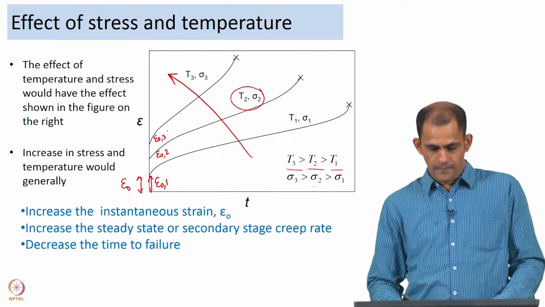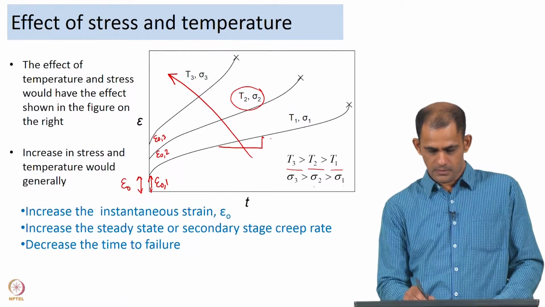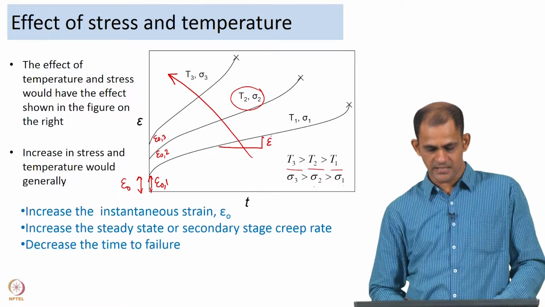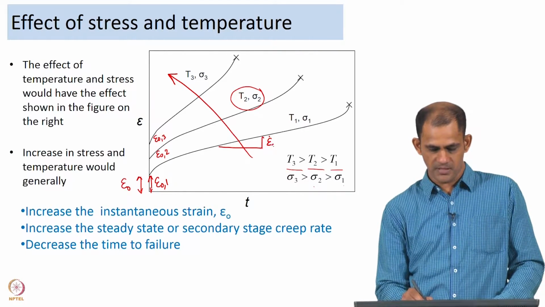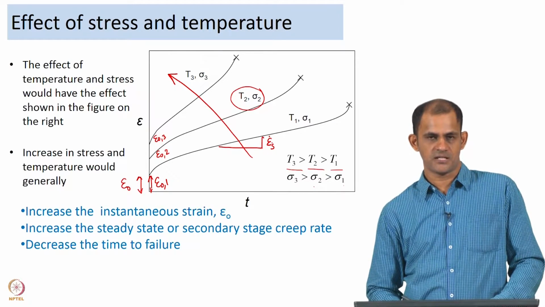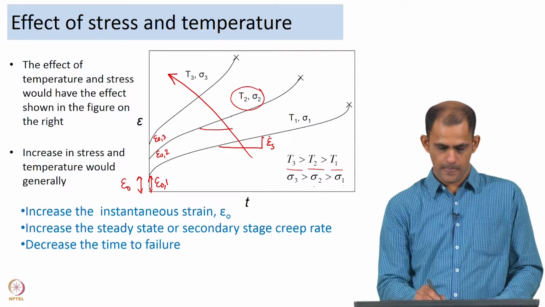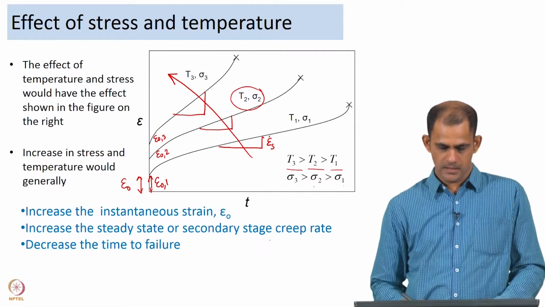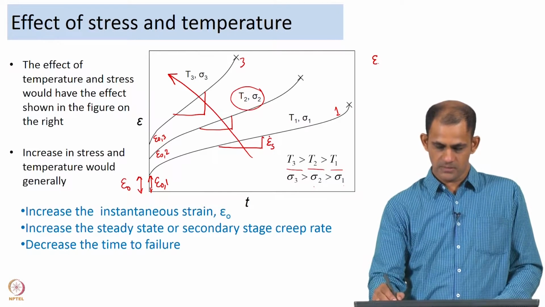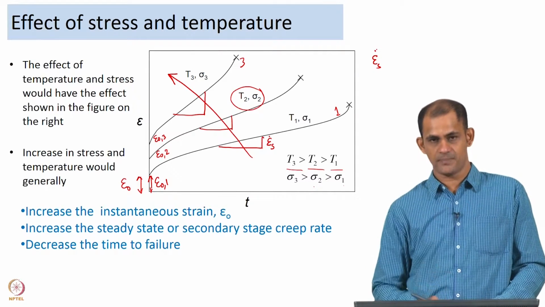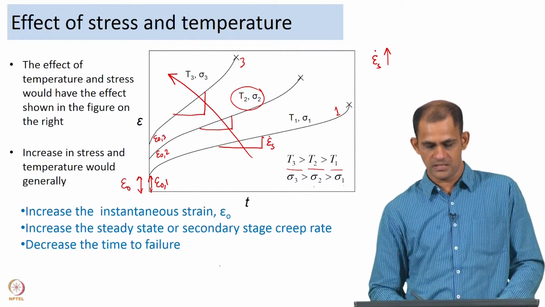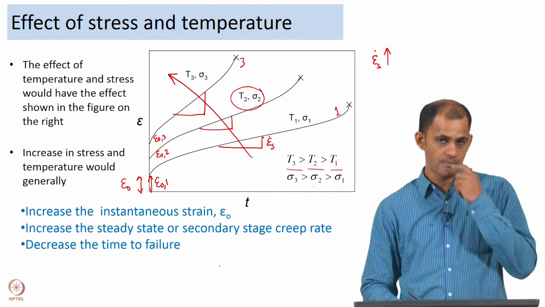What is also increasing is the slope of the secondary stage, or the steady state creep stage. So, the slope is increasing, which means the strain rate of deformation in the secondary creep stage is also increasing. The slope gradually increases as you go from curve 1 to curve 3. The minimum creep rate, the secondary stage creep rate and the steady state creep rate, all three are the same. That value also increases as you increase the temperature and stress.